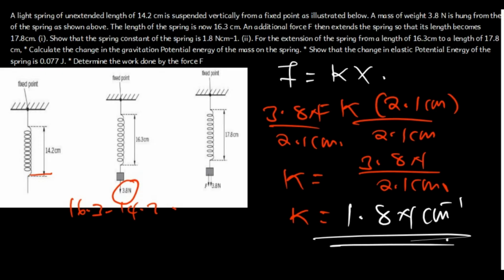For the extension of the spring, they are saying calculate the change in gravitational potential energy. So now we'll need this k. We can just put it here, 1.8 Newton per centimeter. Now I can find this answer in Newton per meter. So how can I find this in Newton per meter?